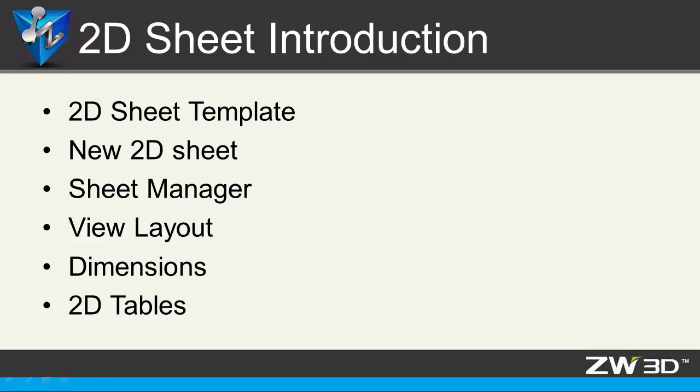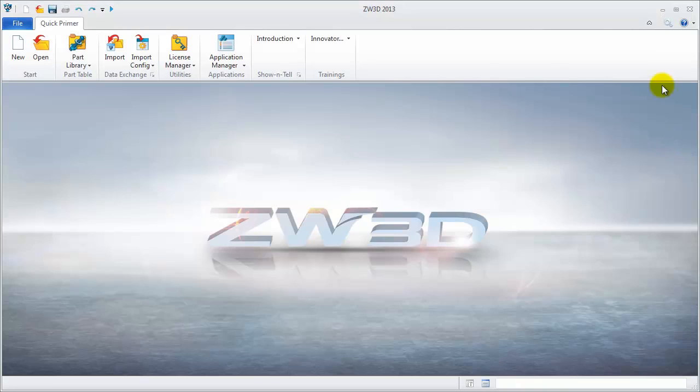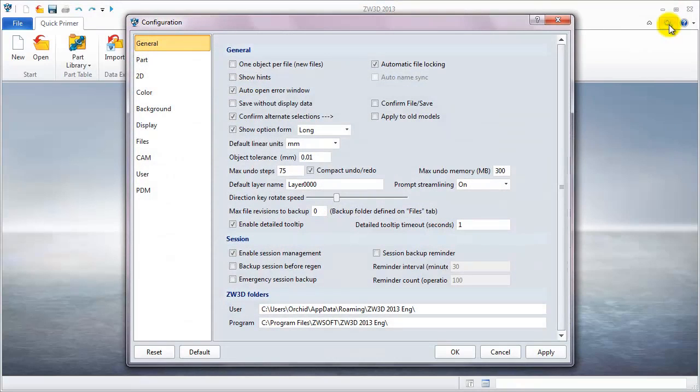This is Ben. In this lesson, you will learn how to define 2D sheet templates, new 2D sheets, sheet manager function, how to create view layouts, add dimension, and 2D tables. Let's get started. First, 2D sheet template. Two key points will be introduced: how to customize the new template and how to link with the part attribute in 2D sheets. Now open ZW3D.